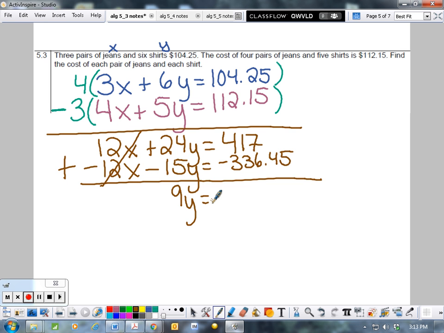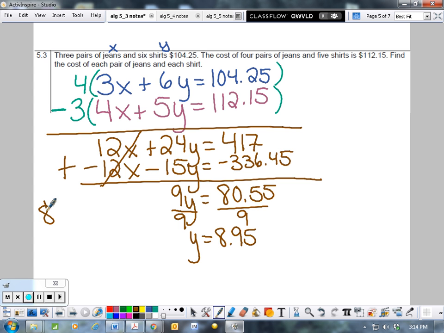417 minus 336.45, and so I get 80.55. Now I divide by 9 on both sides, and I can figure out the cost of y, which is the shirt, which is $8.95. So $8.95 a shirt. And that tells me the cost of my shirt.